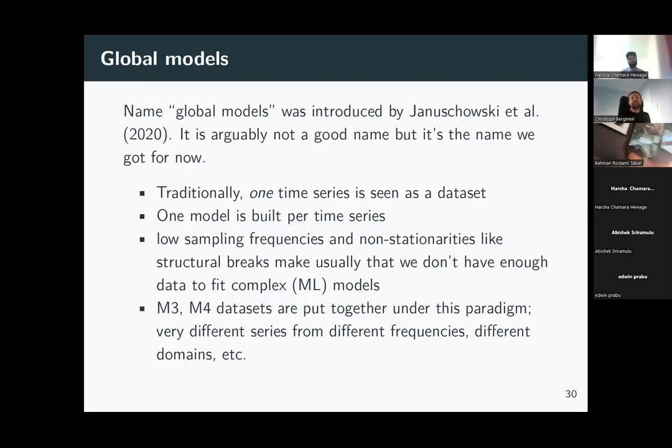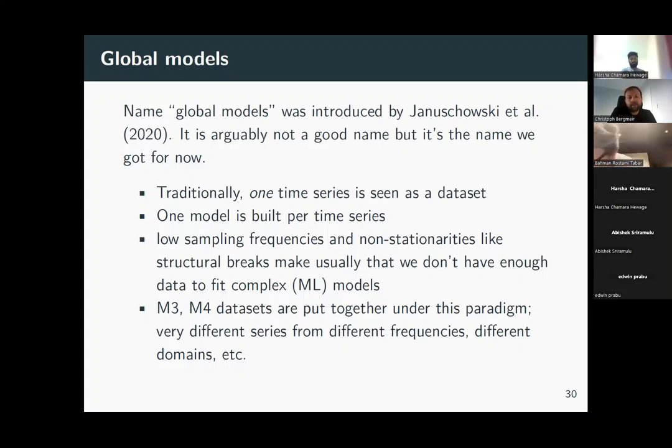So the idea was that traditionally you take one time series and you see that as a data set. What that means is you build one model for each time series, and then in the M4, for example, you have these 100,000 series. You try to make them very diverse so that you get a good picture of which method works well on which. But the idea was you train one model per series. And now what happens is that the low sampling frequency and the non-stationarities and structural breaks usually mean that we just don't have enough data to fit complex machine learning models.